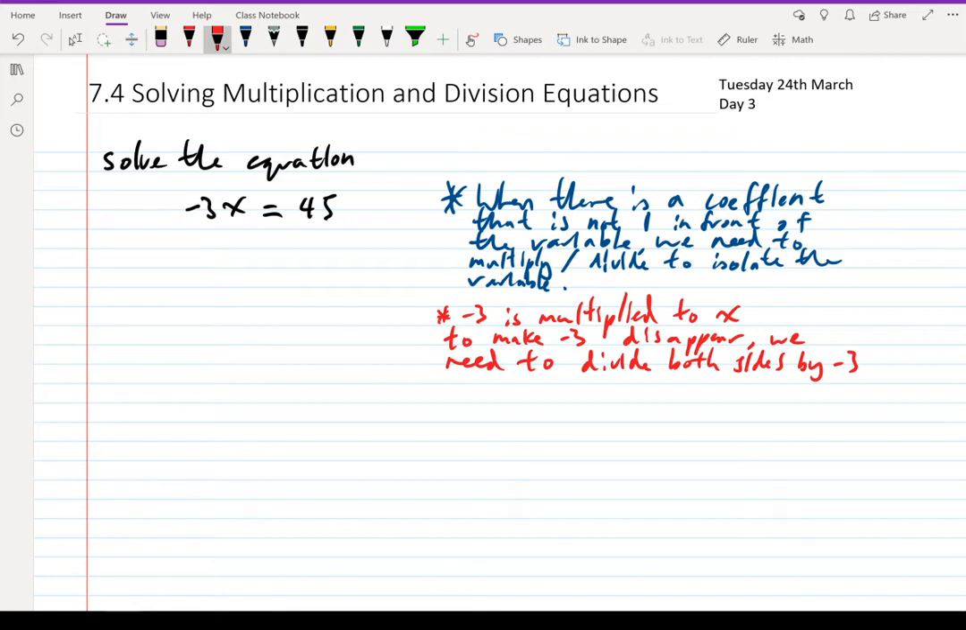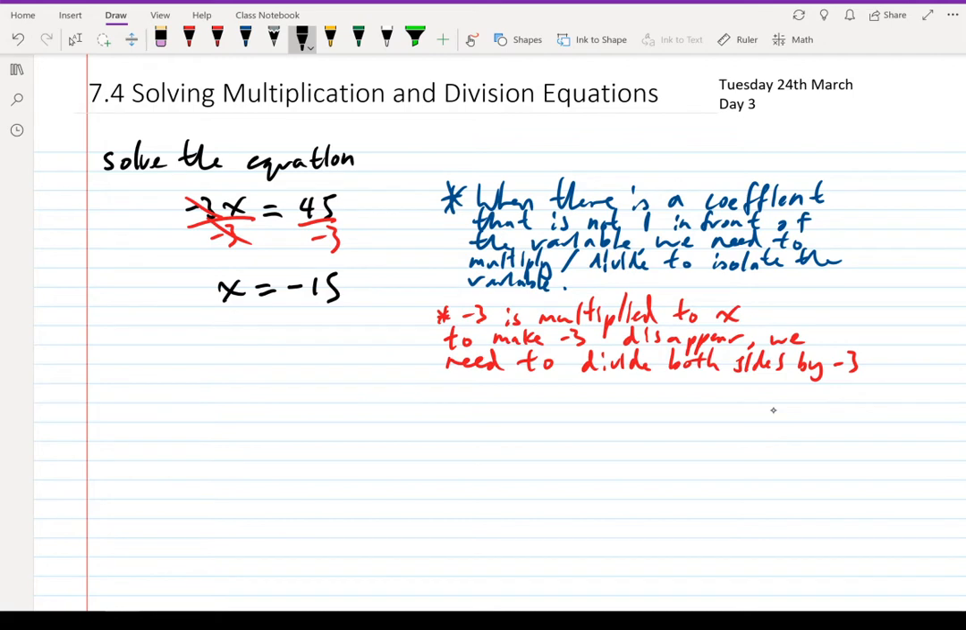So if you look over here, I'm going to divide this side by negative 3, and I'm going to divide the other side also by negative 3. Negative 3 divided by negative 3 disappears. Now we're only left with x is equal to 45 over negative 3, which is going to be negative 15. So we've solved the equation: x is equal to negative 15.